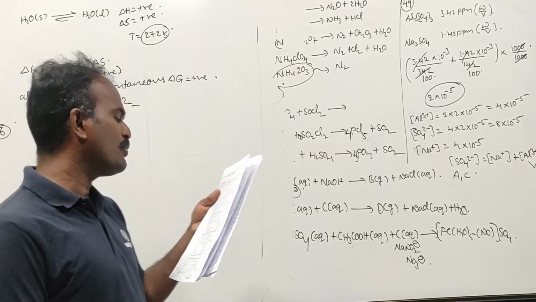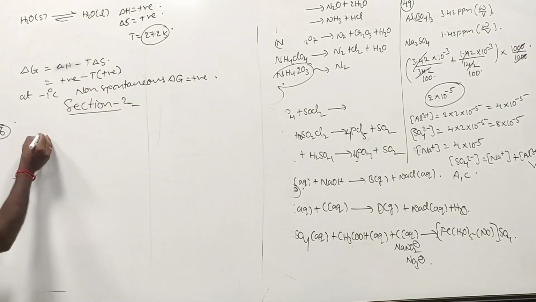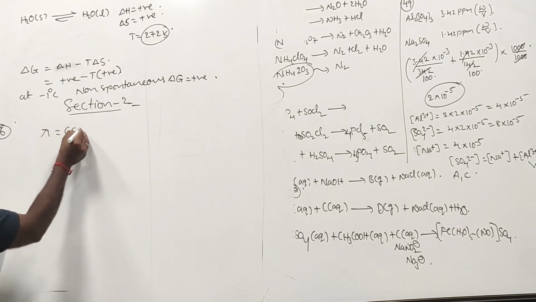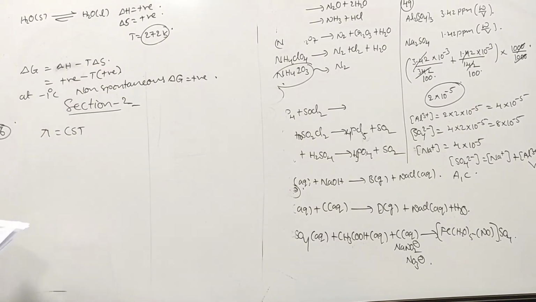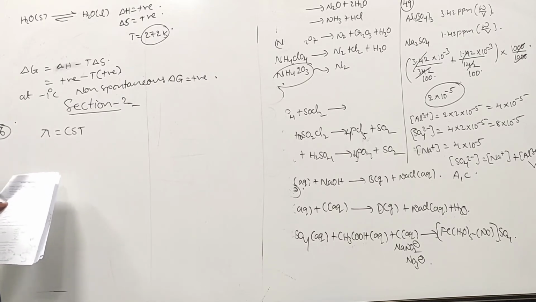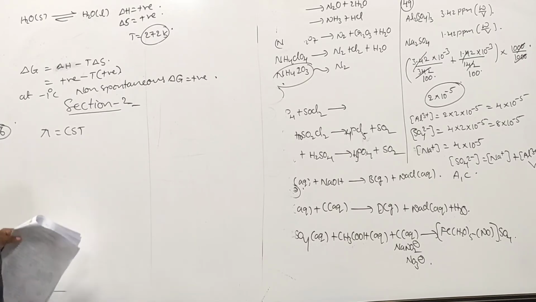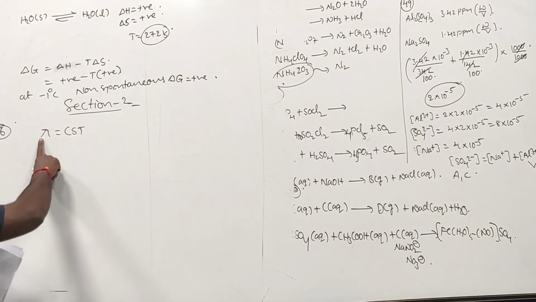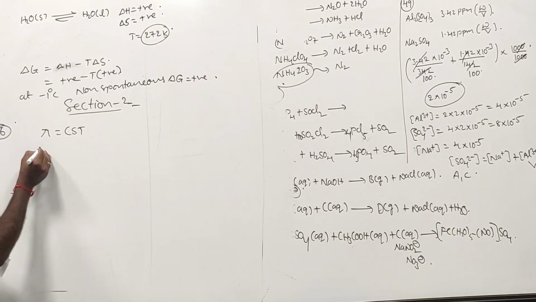The extent of dilution will be, we'll see, pi is equals to C into S into T. Pi is equals to CST. That is true. Now, what they are asking: at 10 degrees Celsius 200 mm of Hg, it becomes 105.3 when it is diluted and the temperature is raised to 25 degrees Celsius. So temperature is changing as well as concentration is also changing.